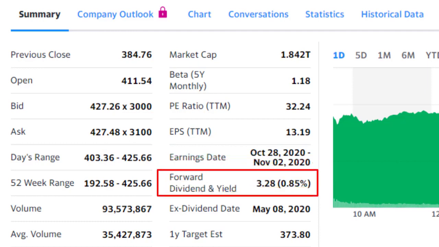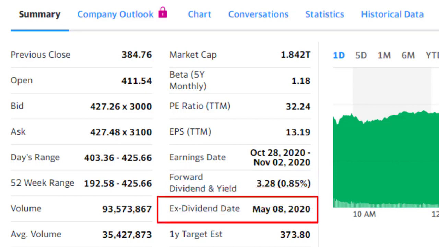Forward dividend and yield is next. This is an estimate of what the company is expected to pay per share as a dividend over the next year. In brackets is the value expressed as percentage of the current stock price compared to the dividend paid. You can use this to get a quick indication of how much money you will make just on dividends. Just below that is the ex-dividend date. This is the date you need to own the stock by in order to get the next payable dividend.